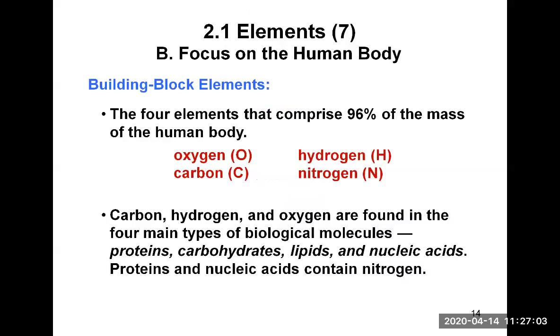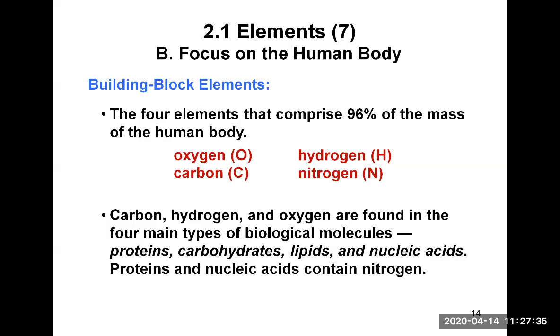So as you know, we are made of matter, we are made of atoms and elements. And the four elements that comprise 96% of the mass of the human body are called the building block elements. And these are oxygen, carbon, hydrogen, and nitrogen. O, C, H, and N. They are the building block elements.